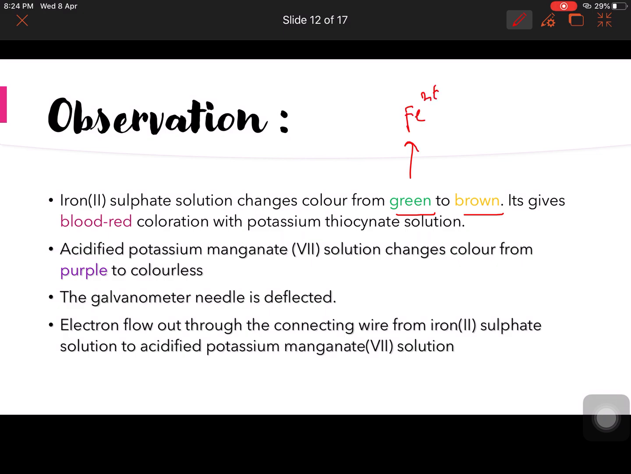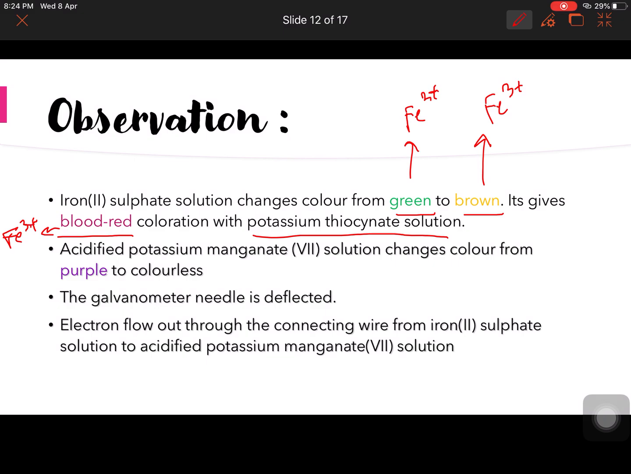So change to iron 3, brown in color. So the solution change from green to brown. Okay, this one is the confirmatory test. When you check with potassium thiosulfate solution, it will gives a blood red for the confirmation. Ada iron 3 ion.